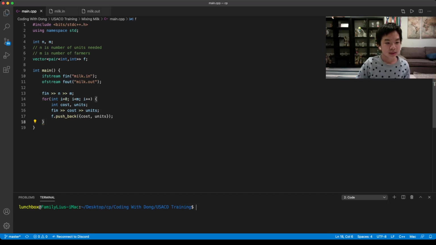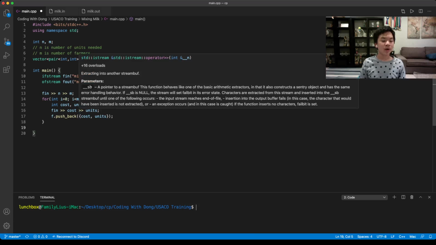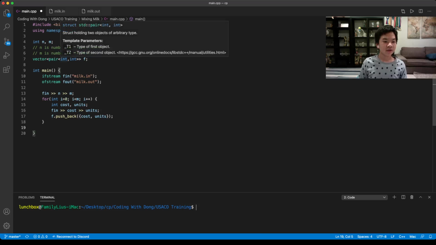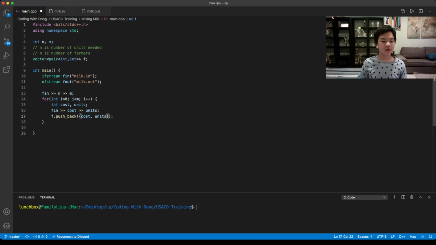Okay, so now we need to sort our vector by our cost from small to big, since we always want to take the farmer with the least cost, so we can get our optimal answer. And since sorting a pair automatically sorts it by the first element, we just make sure that here our first element is the cost, which is good. So now we can just do sort f.begin, f.end.